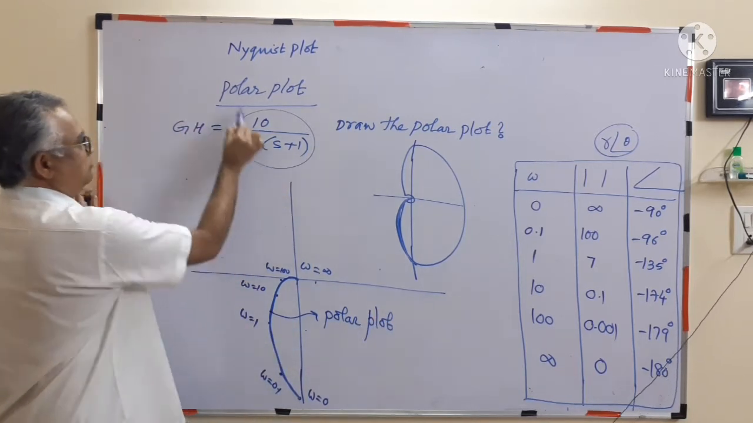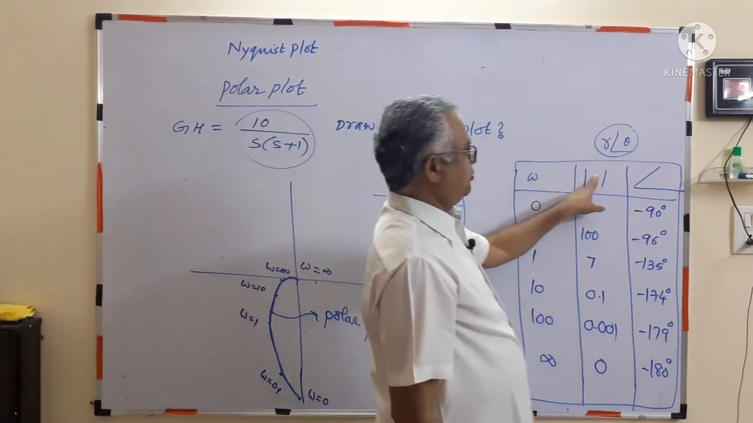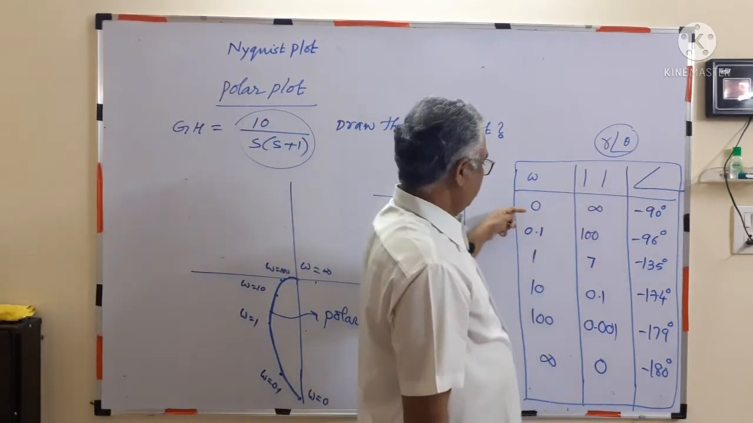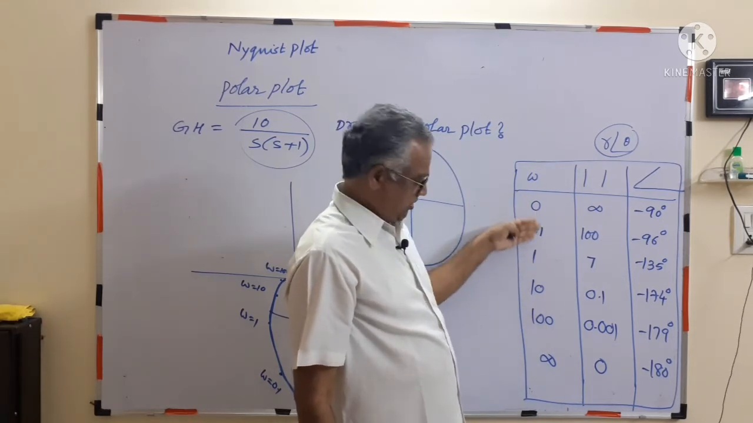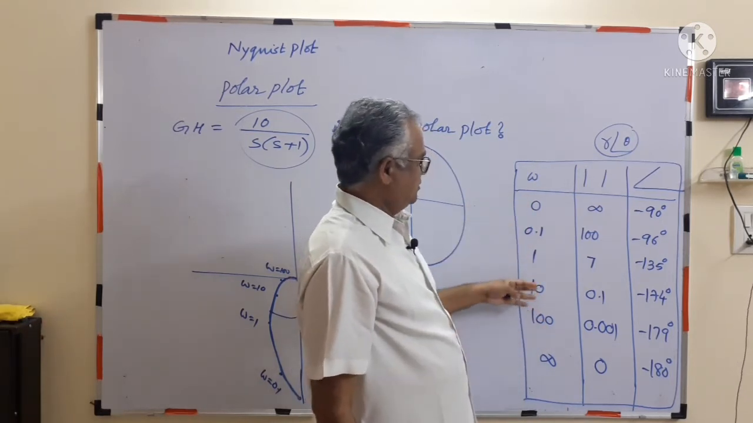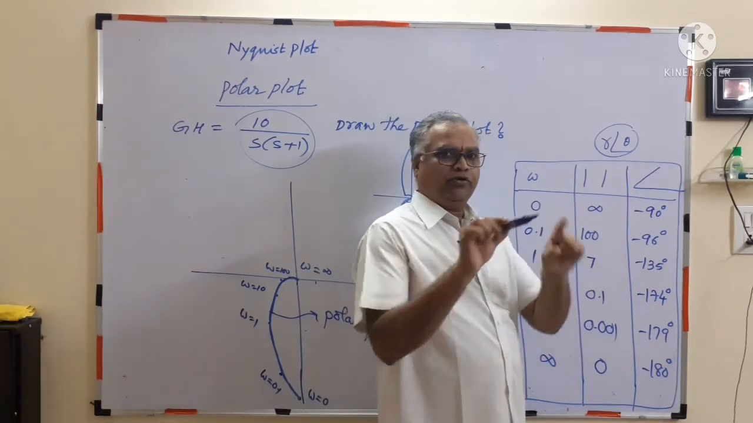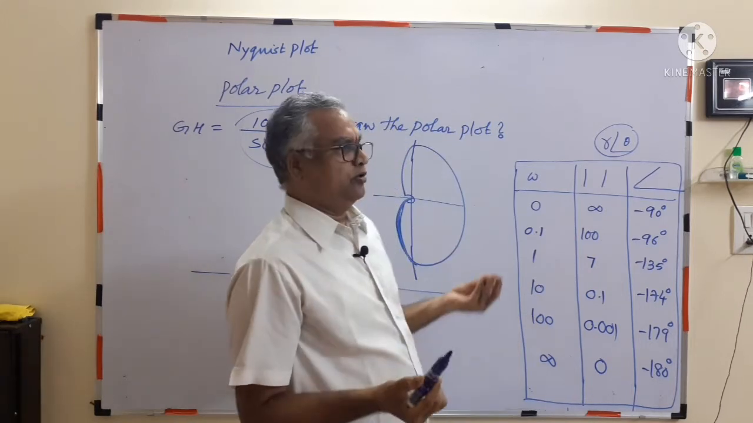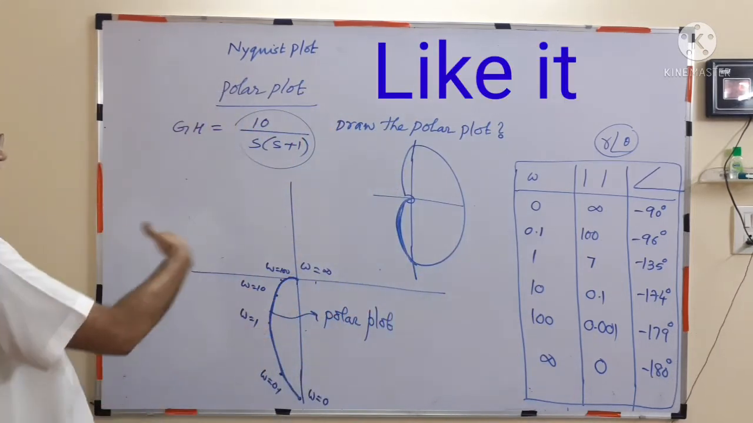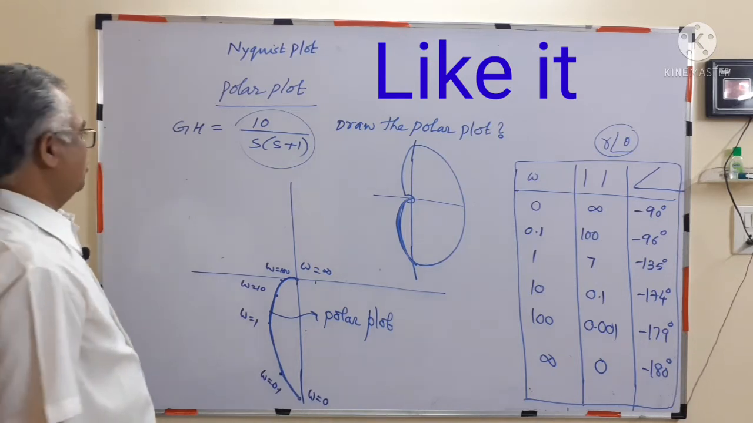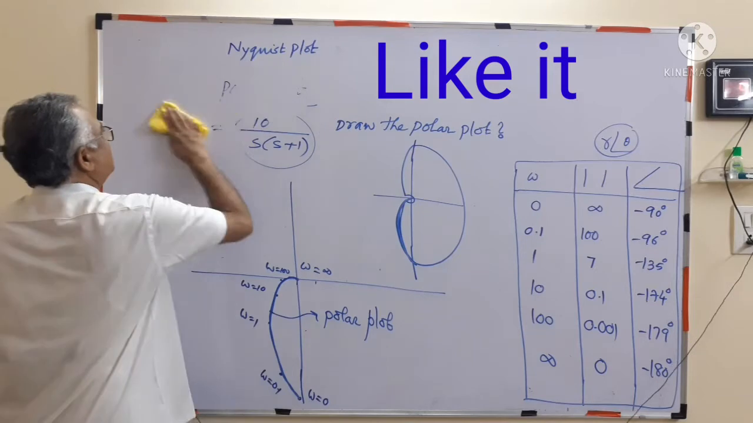For any problem, replace S with j omega, find out magnitude expression, angle expression, choose some random values 0, 0.1, 1, 10, logarithmically you select, and find corresponding magnitude and angle, locate the points and join, that is a polar plot. So like that, any problem, by following this you will get the polar plot. So polar plot is over.